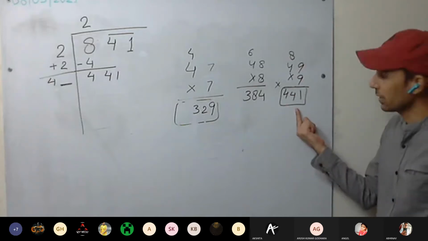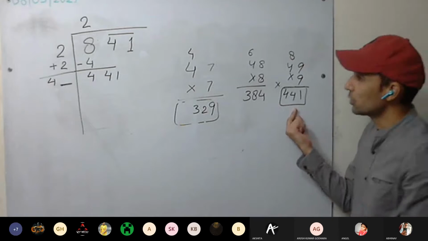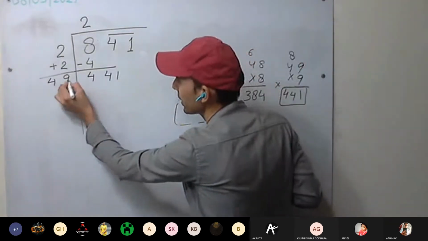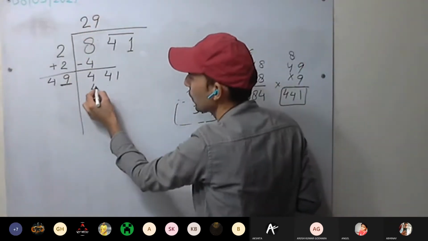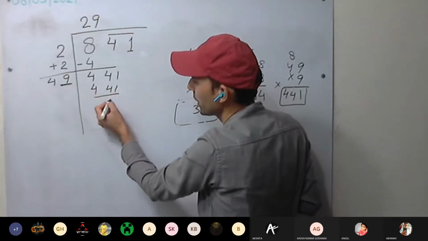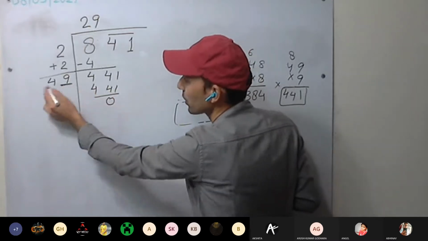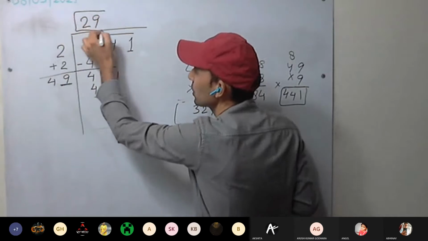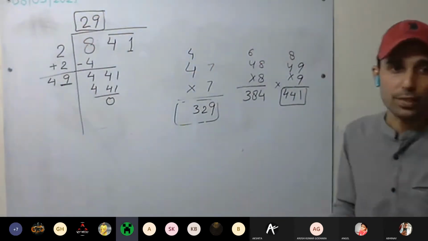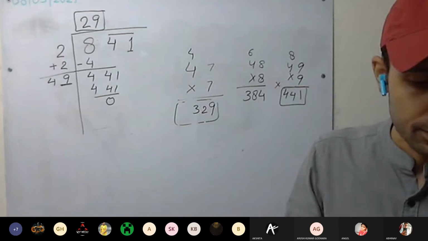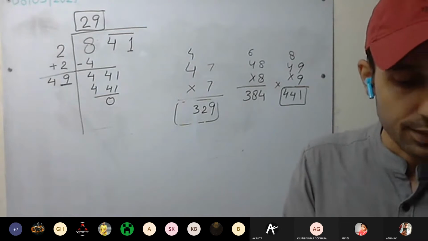This is nearest, that is equal to or less than what we must have. So we have to put 9 here and 9 here. 441. Now the remainder is 0, so we have to stop here. So what is the root? 29 is the root. Is this clear?